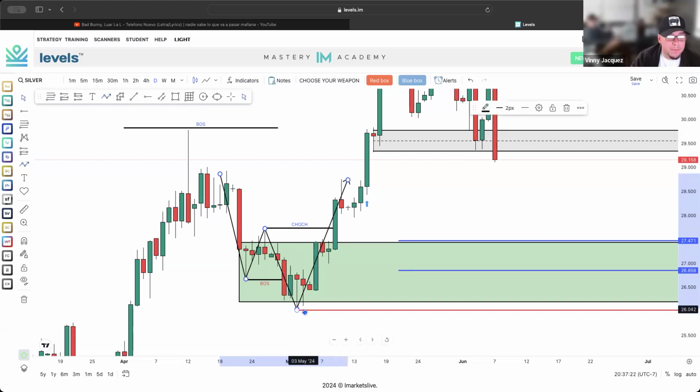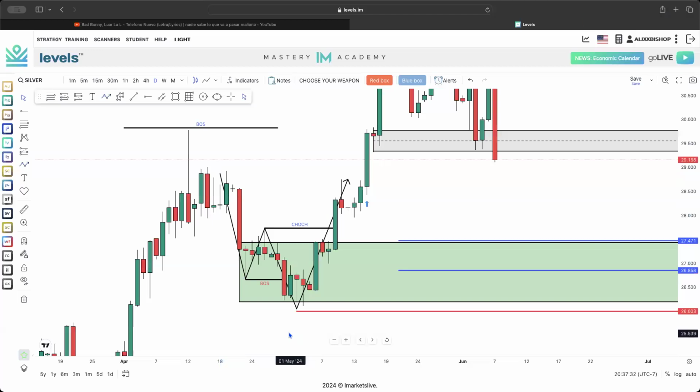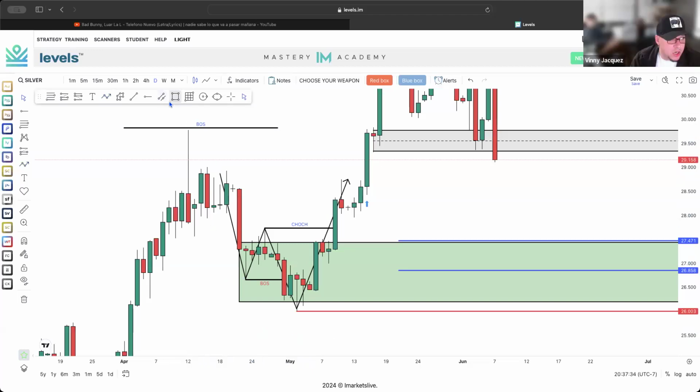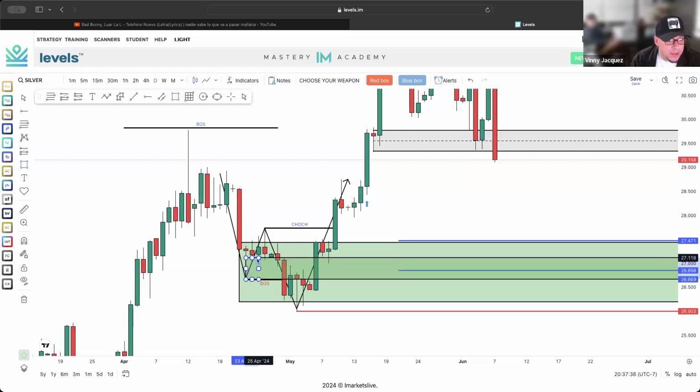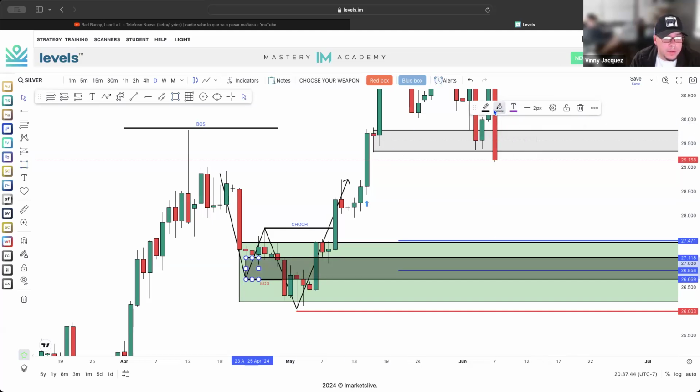So if this low point is my head, where's my left shoulder, guys? The break of structure. Let's go. From the lowest wick to the closest body, which is this green one right here, we'll use that zone. Boom. So look at this, guys.